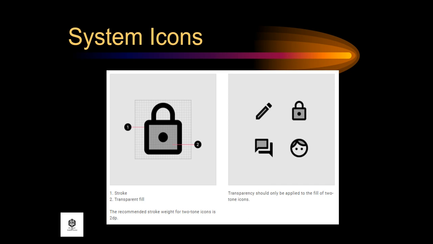So for the example on the left image, number 1 is the stroke, number 2 is the transparent fill. The recommended stroke weight for two-tone icons is 2 dp. On the right image, transparency should only be applied to the fill of two-tone icons.